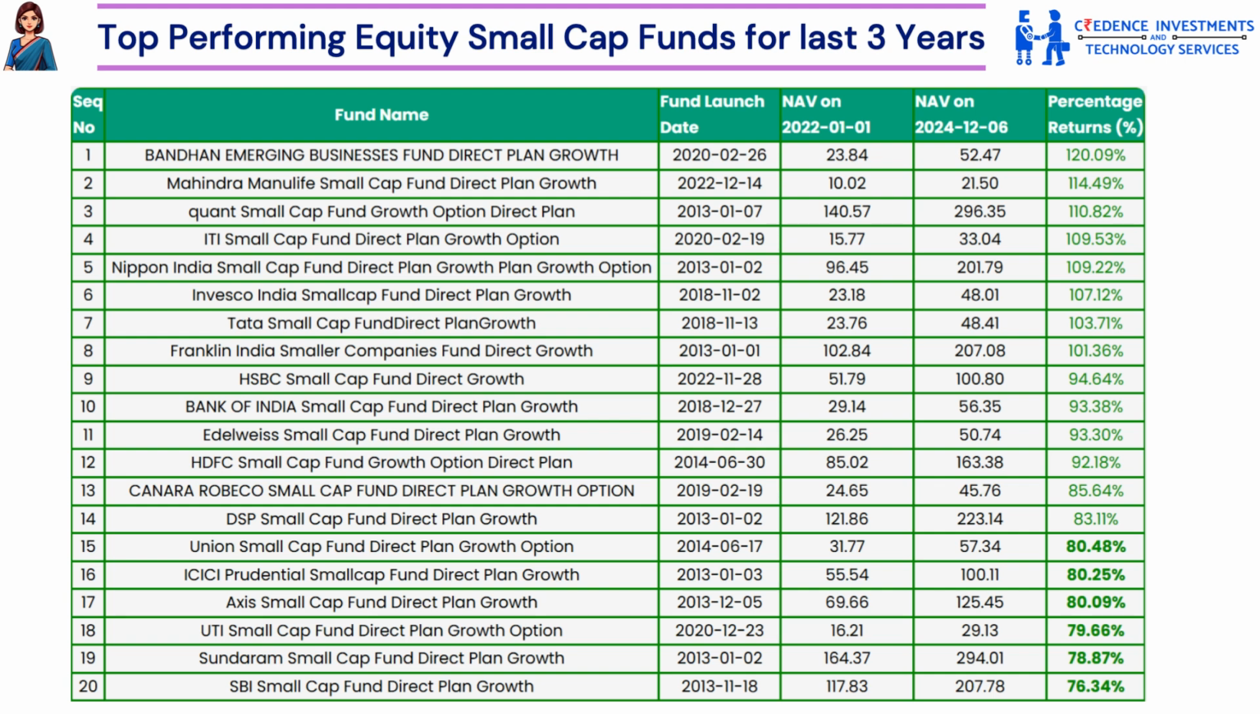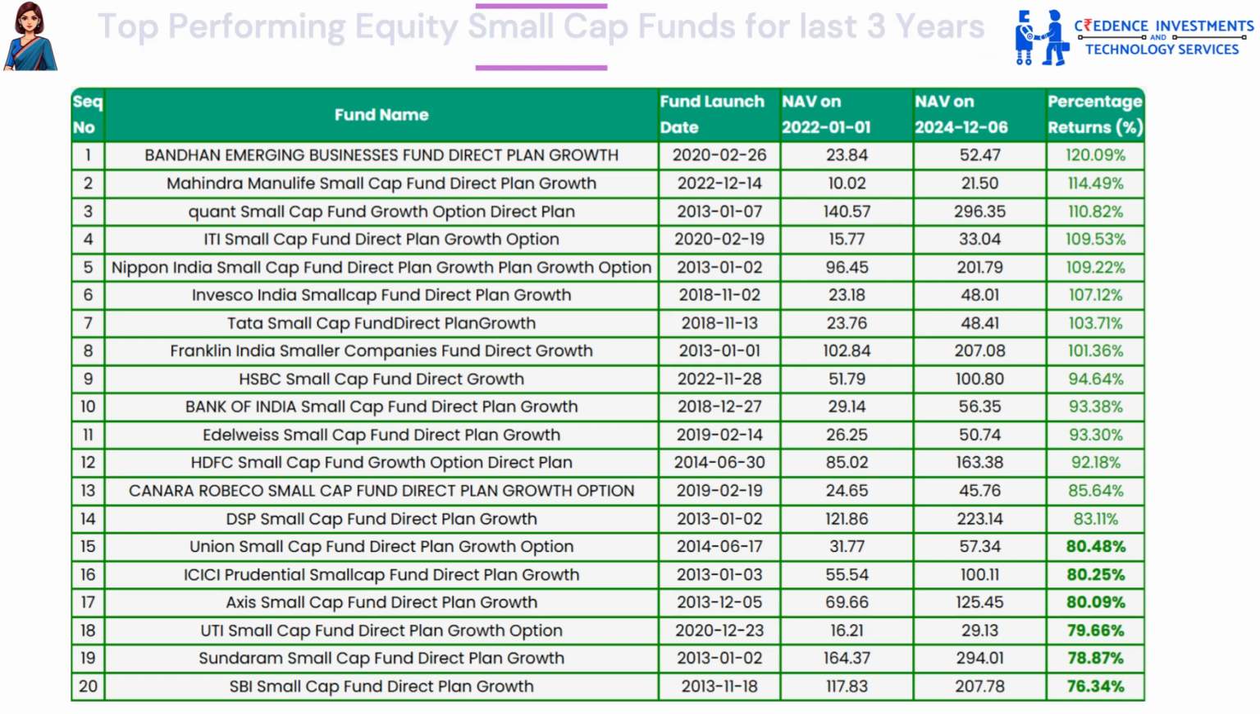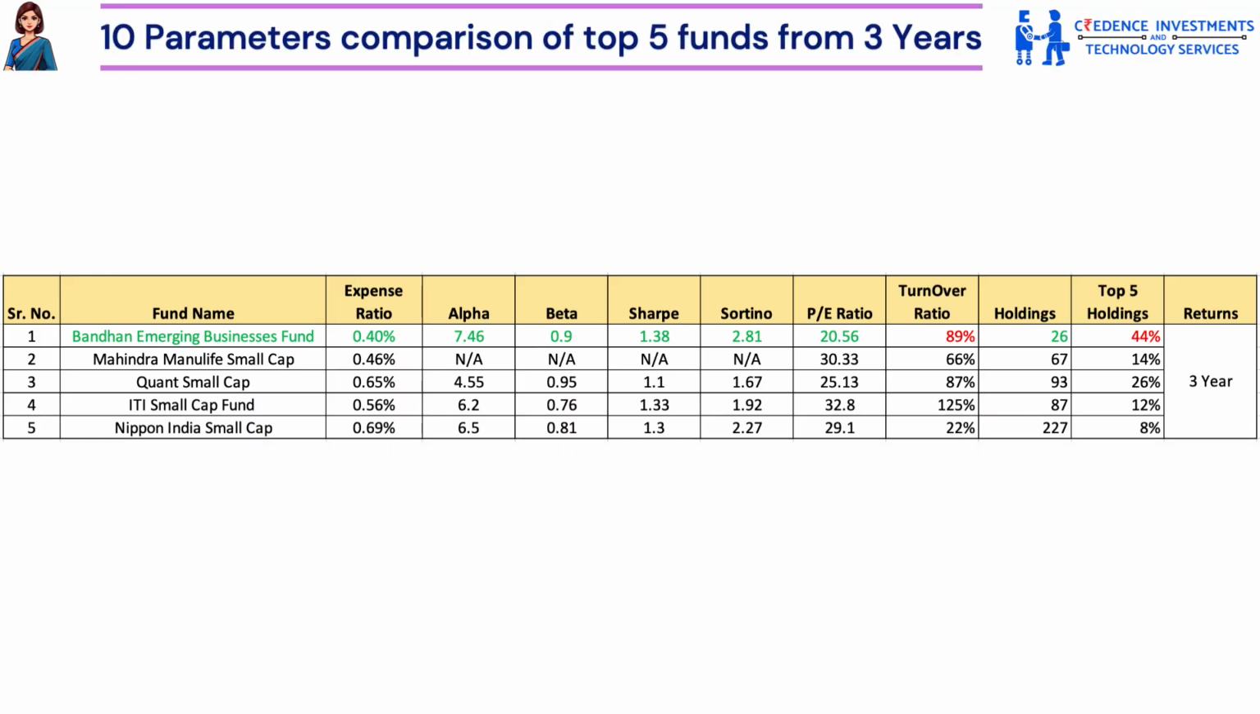Final takeaway. 1. Small cap funds have delivered impressive returns, with the top funds more than doubling in value. 2. Investors seeking high growth should consider top-performing funds, but should also be mindful of volatility and risk. Now let's review the 10 quantitative parameters for the top 5 of these 20 funds from the last 3 years.